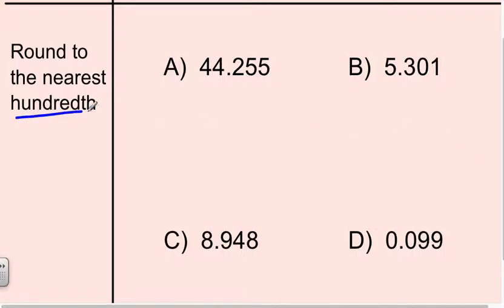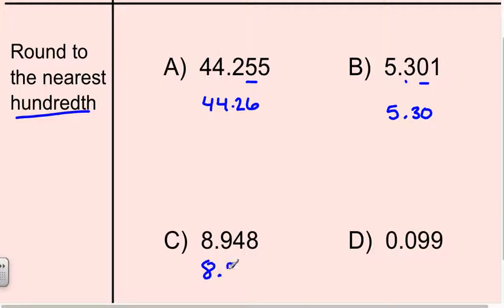Notice that it has changed to 100th. All right, so now the 10th, 100th spot is right here. The 44.2 is going to remain, but that 5 is going to turn into a 6. In this case, 10th, 100th. 5.3, that 1 is not going to change anything there, so that will stay the same.